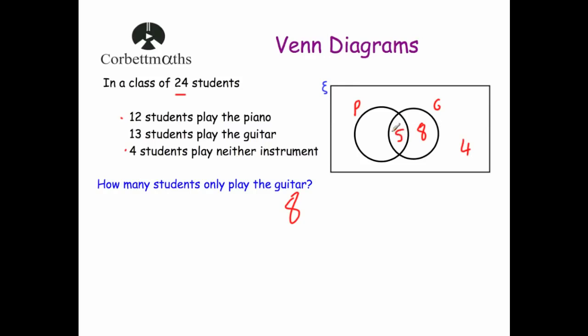Now we know there's 5 in the middle, and we know that 12 play the piano, that's this whole circle here, which is 12. If we know there's 5 there, that's going to put 7 on that side. That's it, we've filled in the Venn diagram. And just to go through the question again, it says, how many students only play the guitar? Well, that's the guitar circle, but the bit that's not in the middle, so that's it.